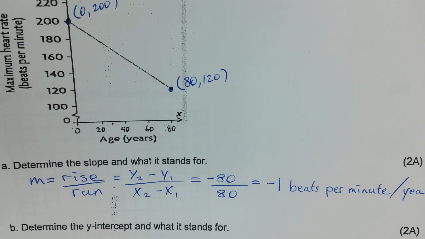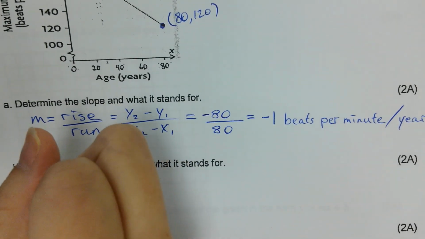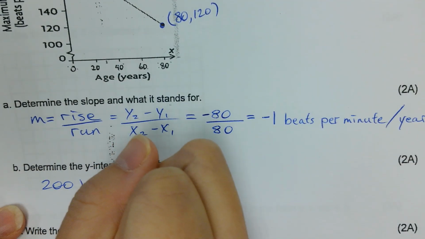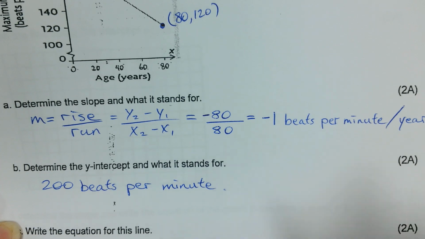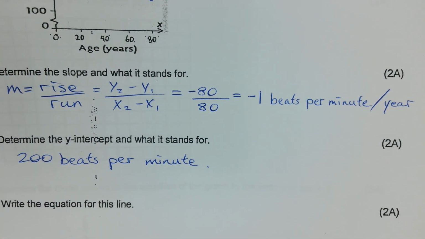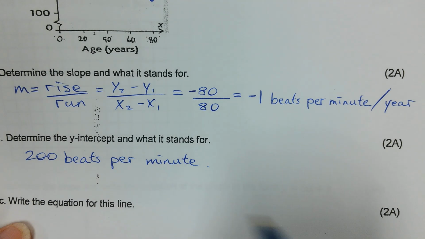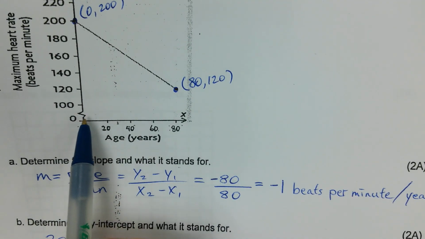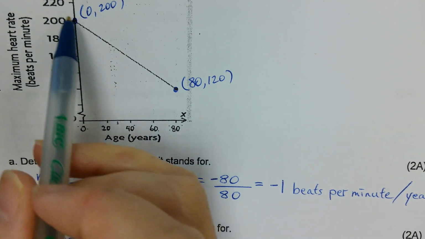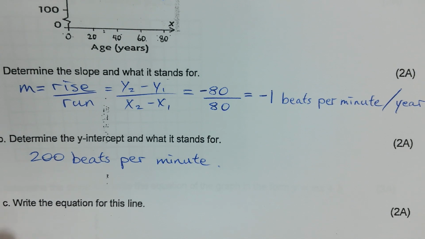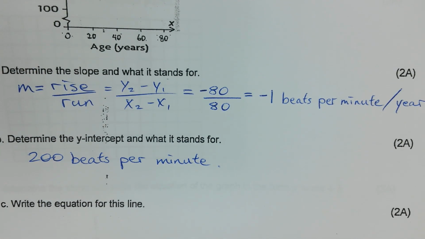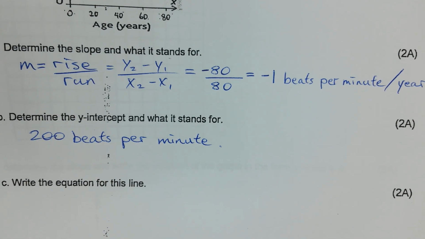Determine the y-intercept and what it stands for. 200. 200 beats per minute. And what does it stand for in a sentence? The heart rate of an infant. Good job. A heart rate of a newborn. So at 0 years old, as a newborn, their maximum heart rate is 200. Right now, if you have a 200 beat heart rate, we need to call an ambulance. You should only reach 200 as an infant.